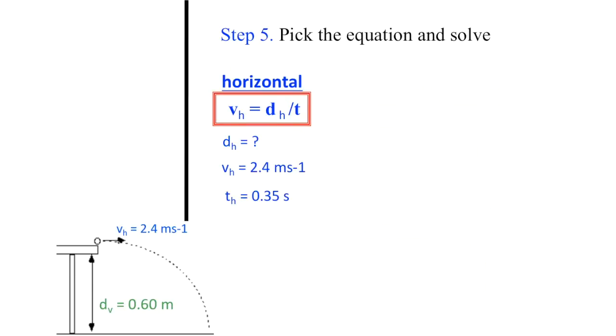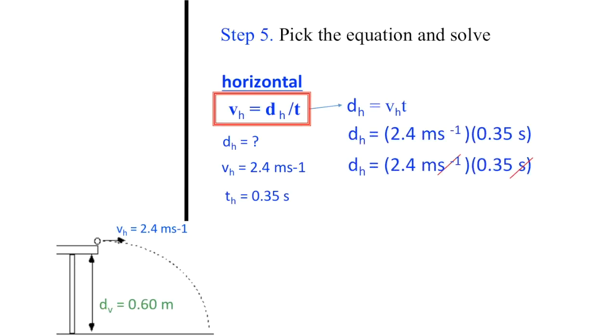The next step is to solve for the horizontal distance that the ball traveled. We know that that is going to be the linear motion equation. We're going to solve for d by isolating distance by moving time over. So you should get d equals v times t. When we plug everything in, you get an answer of 0.84 when you take into account sig figs.